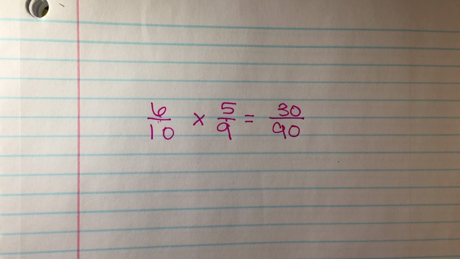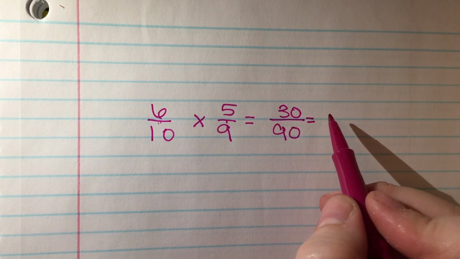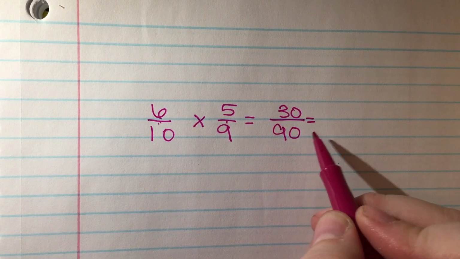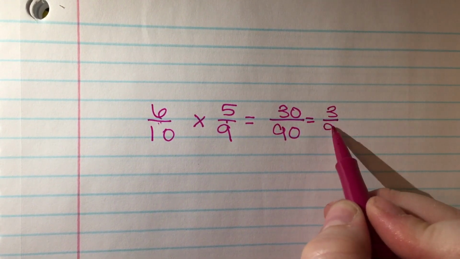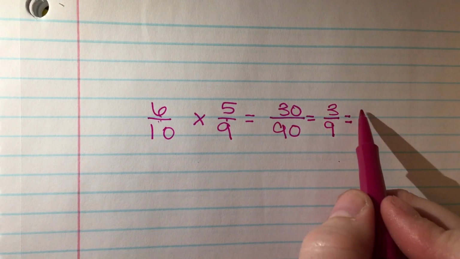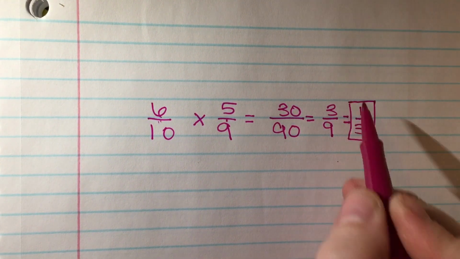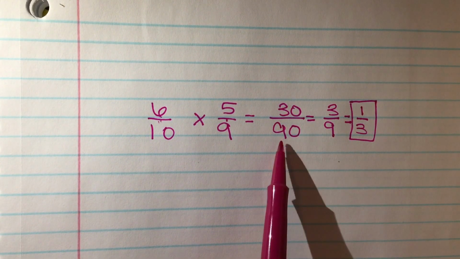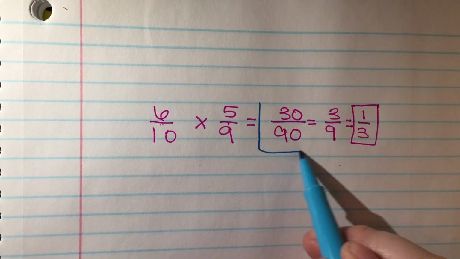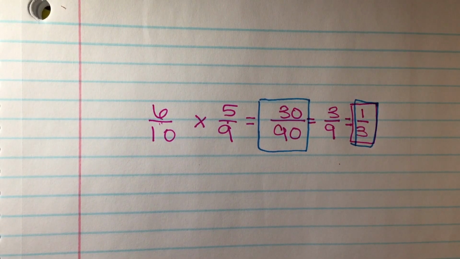We can reduce this. We can divide it by 10. We will cover reducing fractions in another video, so I'm just going to do this really quickly. If we divide by 10 on both sides, we'll get 3 and 9. And then we can reduce one more time, and we would get 1/3. And that is our answer, fully simplified. This would be your answer if you were not reducing, and this one is your answer if you are.